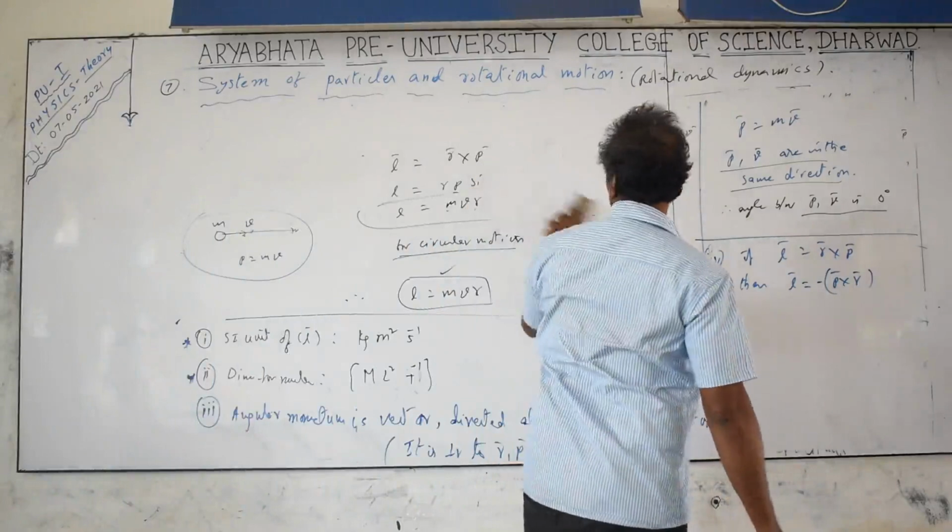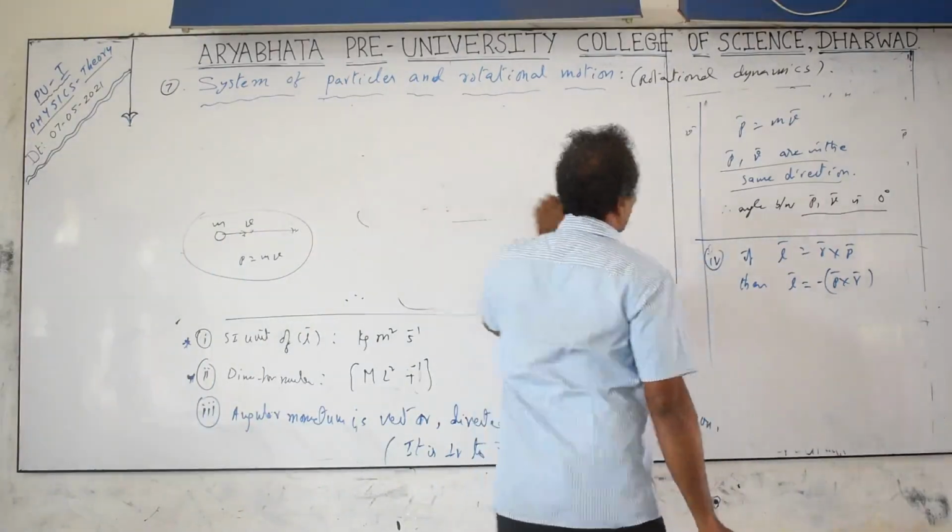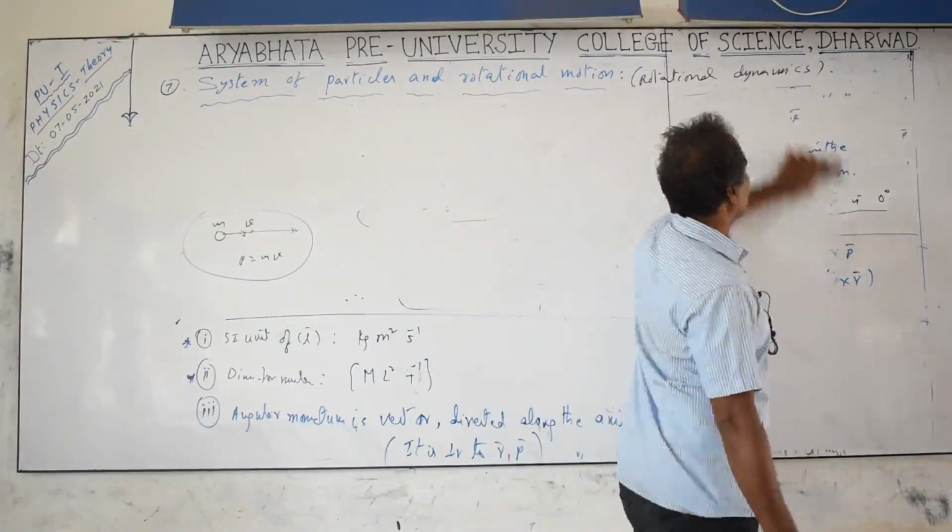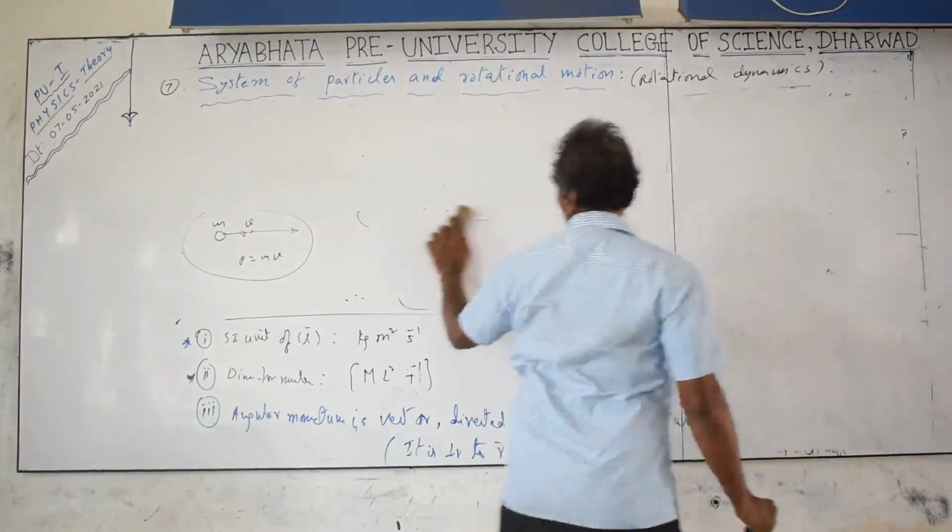For rotating objects, we use the term angular momentum. For straight line motion, what we take is linear momentum. If the fan is rotating, we talk in terms of angular momentum.